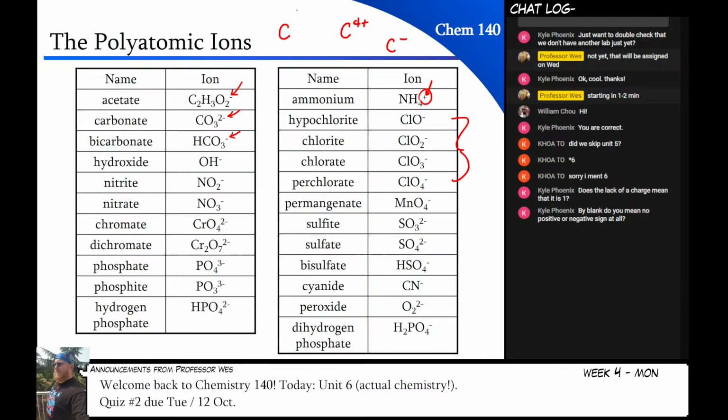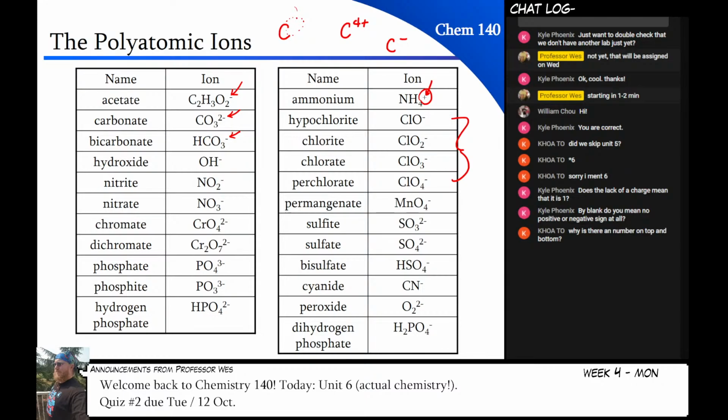Anytime there should be a number, but there isn't one shown, it's implied to be 1. Now, in this case right here, there is no number implied at all because there's nothing there. Blank means no positive or negative. That's correct, yeah. We're going to talk about ions in more detail in Unit 7.